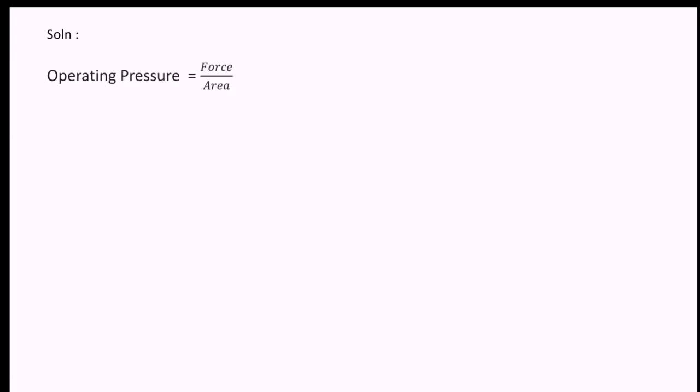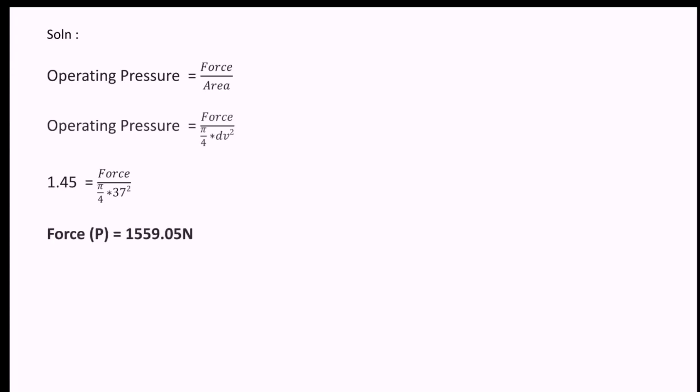So as in the previous problem we have seen, we were not given the load acting on the spring, so we use the relation of pressure. Same concept we will apply here. So we have operating pressure equal to force upon area. The diameter of the valve is given as 37. On substituting the value, I will get the operating force as 1559.05 Newton.